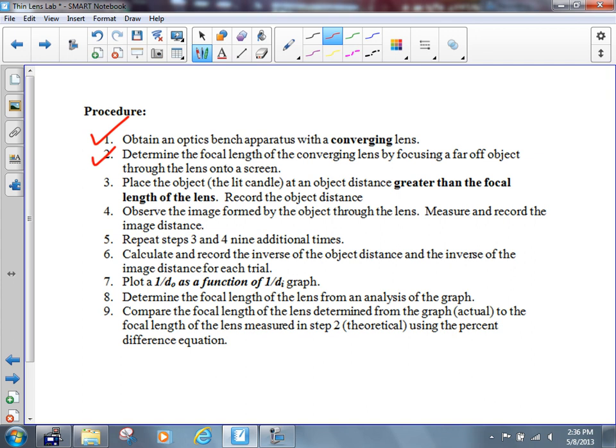Then you're going to take our object, which is in this case our candle, and place it at an object distance that's greater than the focal length. So if you find your focal length to be 20 centimeters, then you want your object distance to be at least 23, 24, 25 centimeters. Start there, and then keep making your object distances with progressive trials larger and larger.